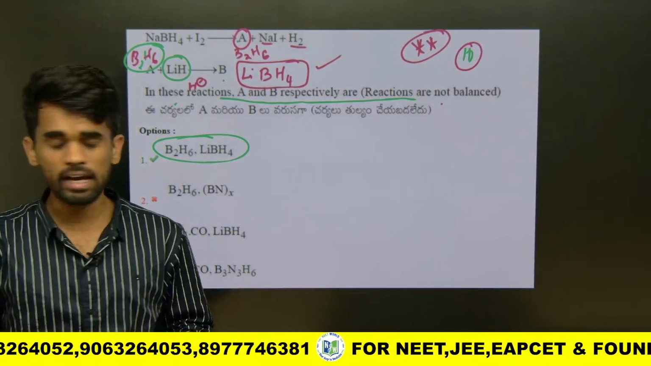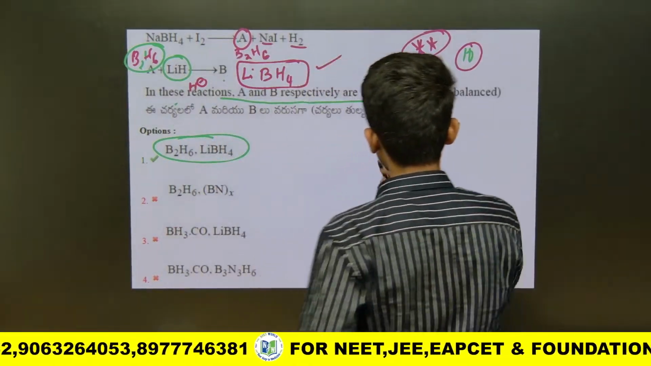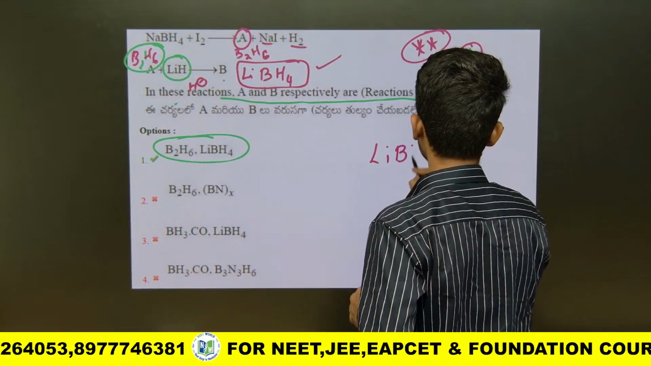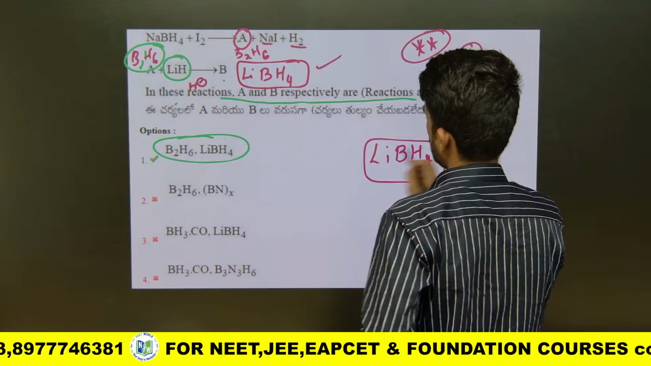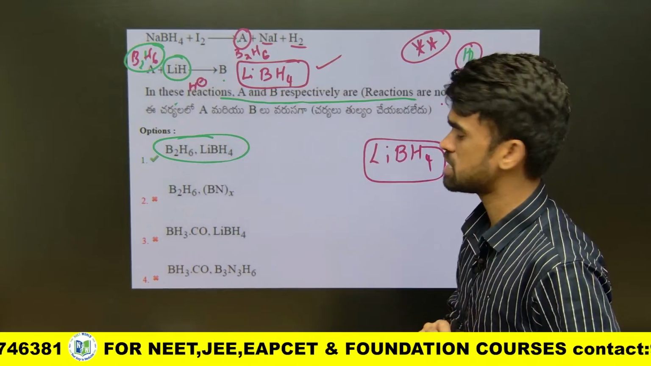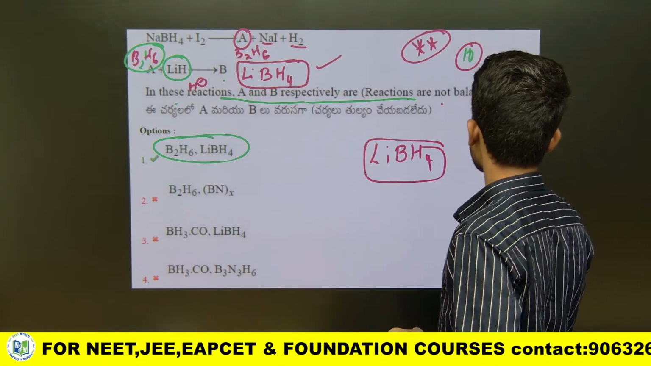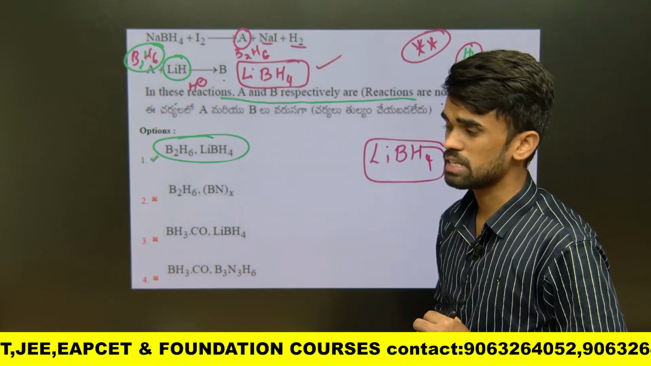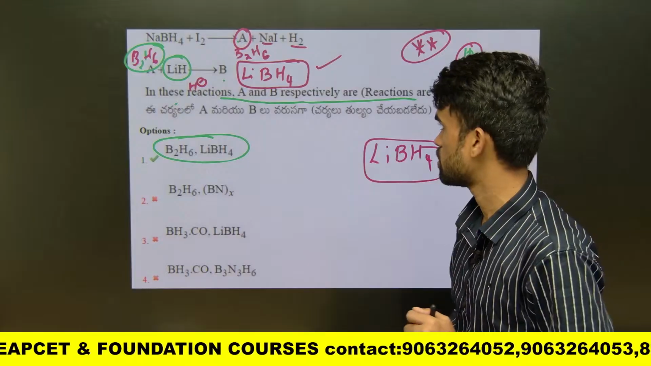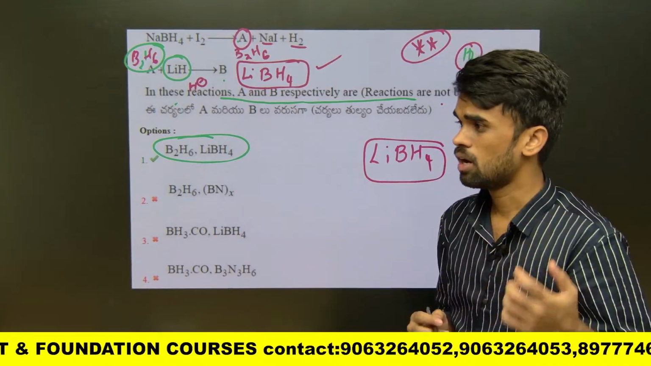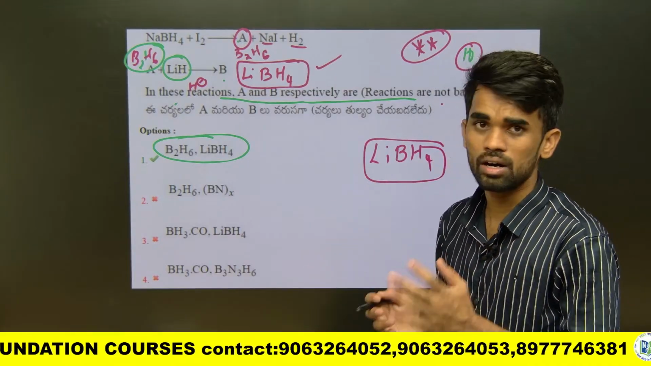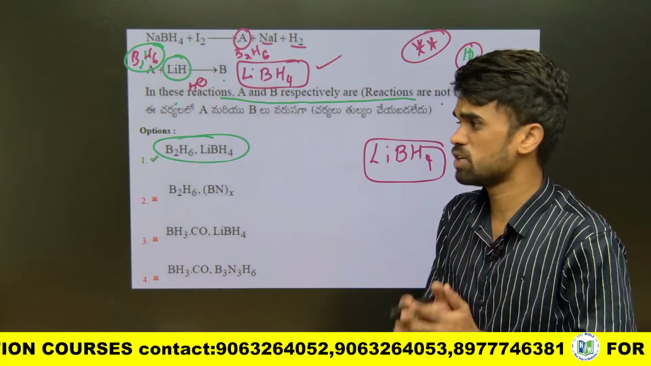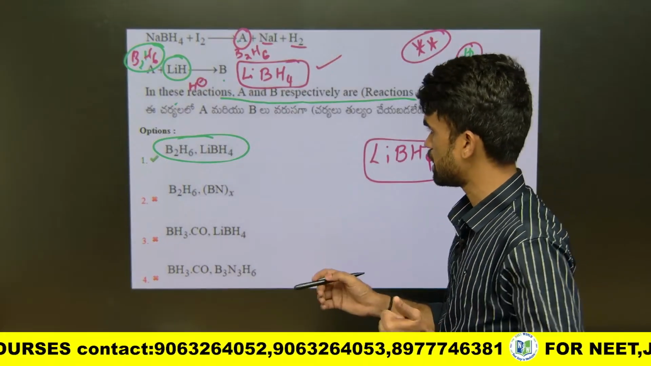Now, can you say what is the use of this lithium borohydride? Yes, we can use this as a reducing agent because it is a source of H minus. We will use this as an organic reagent, as a reducing reagent in organic chemistry, for reduction of some carbonyl compounds. And one more question I am asking here.